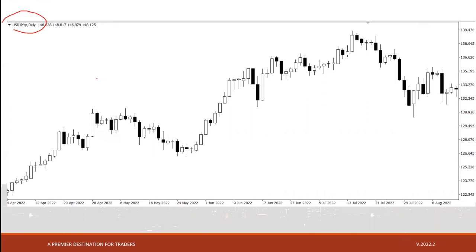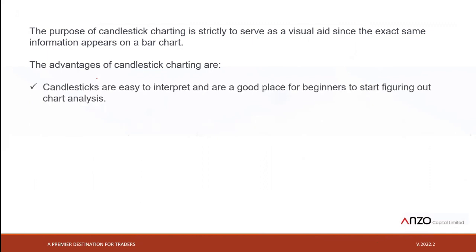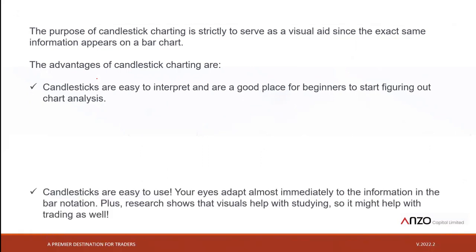But with this one, it gives us more information to make more use of when we're doing analysis. Don't worry, when we start looking at candlestick formations or price patterns or looking for support and resistance and other blocks and all of those fancy things, you'll see that it makes more sense. It's quite easier to trade using the candlestick setup. So the purpose of the candlestick chart is strictly to serve as a visual aid, since it's the same exact amount of information that the bar chart shows us. The advantage of candlestick charts is, one, it's easy for us to interpret and it's a good place for beginners to start figuring out chart analysis.